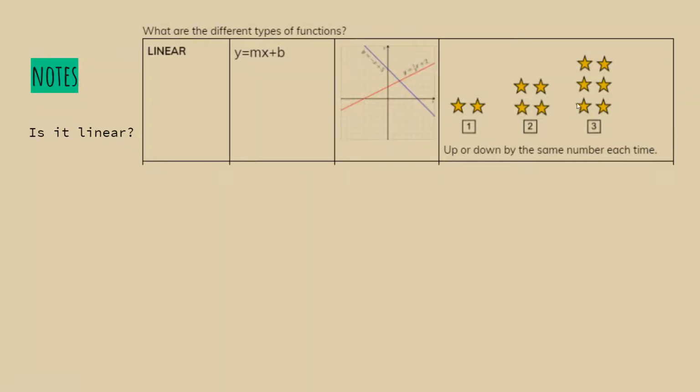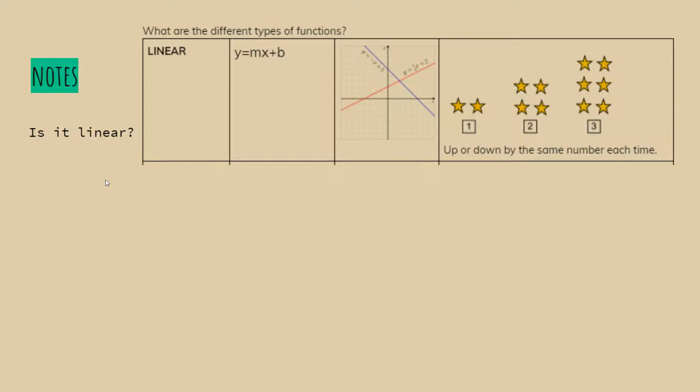So in a pattern like this one, we can see that we go from 2 stars to 4, 4 stars to 6. What is the pattern that we see here? We are adding 2 stars every step. This is a constant slope, adding 2 every step, making it linear. So if we go up or down by the same amount each time, we have a constant growth that is a linear function.